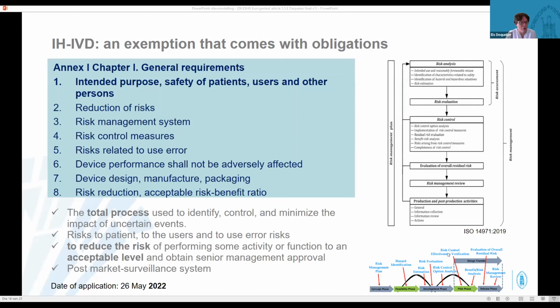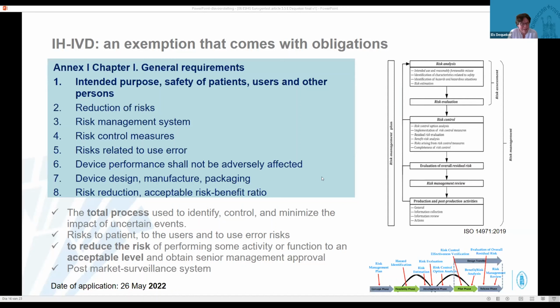They ask for a whole cycle. You need to have a plan, you need to redo it, and you also need to look differently. What is the possible problem that can happen? We need to look at the patient, at the users. What if they misuse your test?